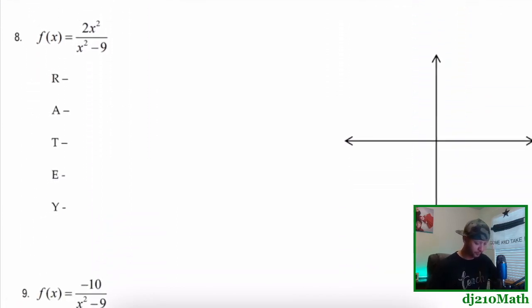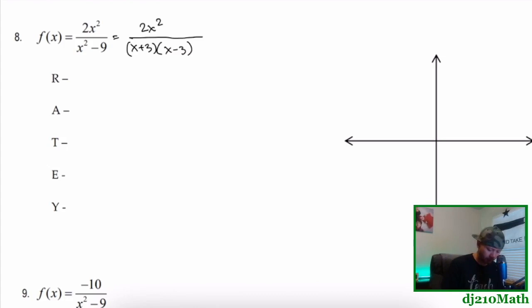Number 8. Factor in the bottom. x plus 3, x minus 3. Top, can't factor it, 2x squared. Okay. Setting the top equal to 0. x has to be 0. So, well, first off, the x-intercept, right, is at x equals 0. Setting the bottom equal to 0. x equals negative 3 and positive 3. So vertical asymptotes at negative 3, positive 3.